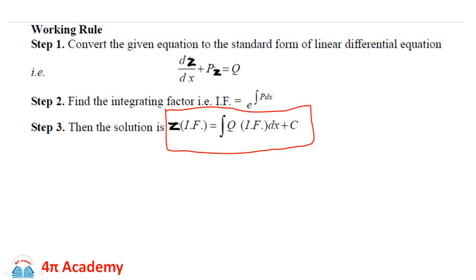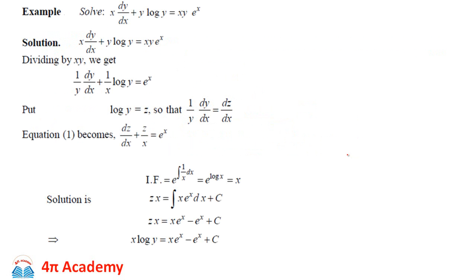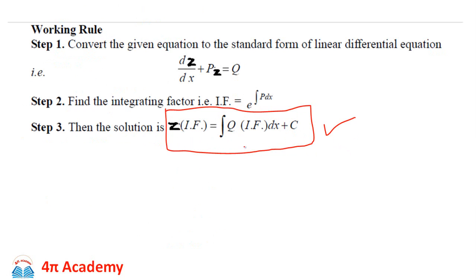So here, since we have reduced the equation in another variable, that is z, it will be z into IF, and that is equal to integration of q multiplied by IF, where IF is the integrating factor, dx plus c. So you have to remember this form in order to solve the linear differential equations. So here we get the solution: z IF is equal to integration of q IF dx plus c, where c is any arbitrary constant.